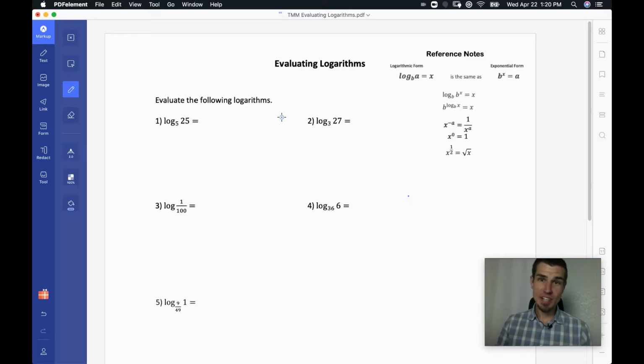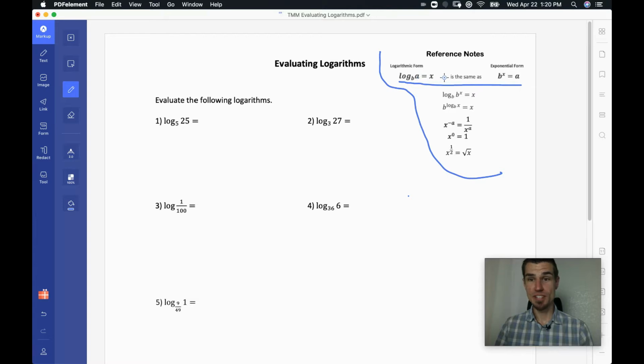So we're evaluating logarithms. Over here on the right, I've written down some notes that we would need to reference for this video, so we need to keep these in mind. The main thing we're gonna do is remember our definition of a log. We have logarithmic form here: log base b of a equals x is the same as b to the x equals a.